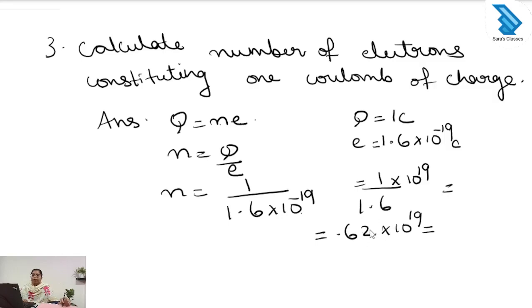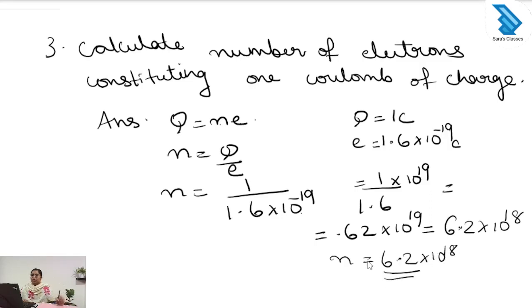Next we have to change the decimal place. So we are writing it as 6.2. So when we do this, the power changes to 10 raised to 80. So here 10 raised to minus 1 is there. So here we get 6.2 into 10 raised to 80. So here the number of electrons is equal to 6.2 into 10 raised to the power 80.